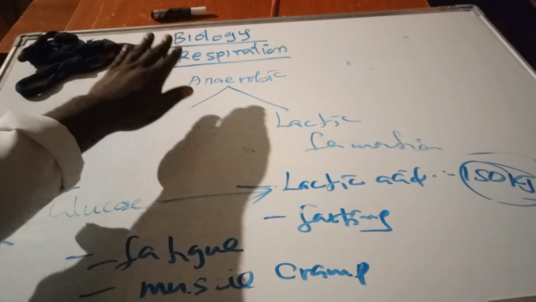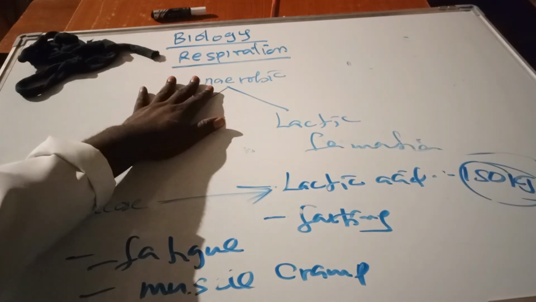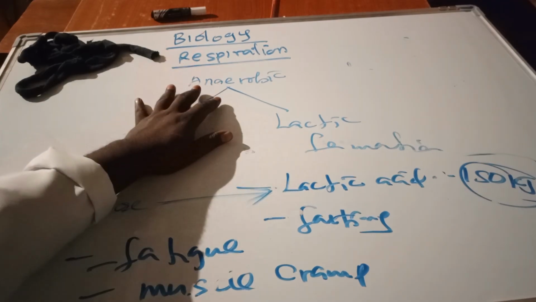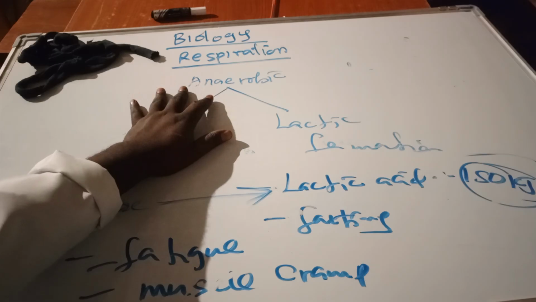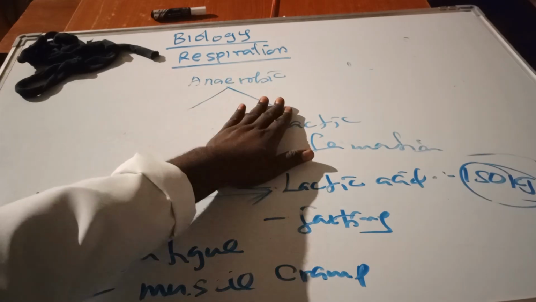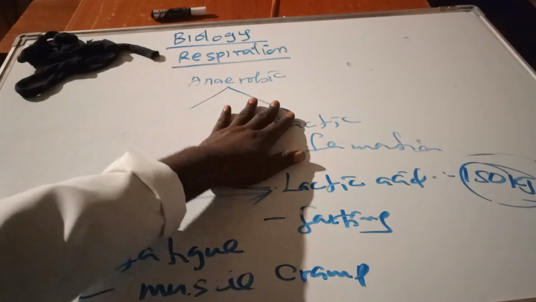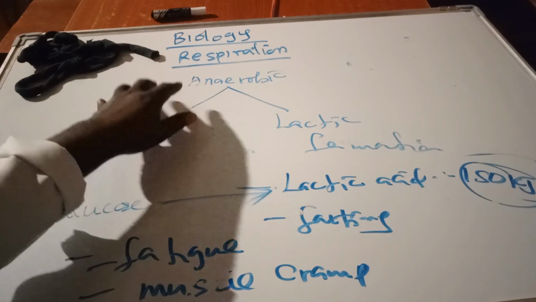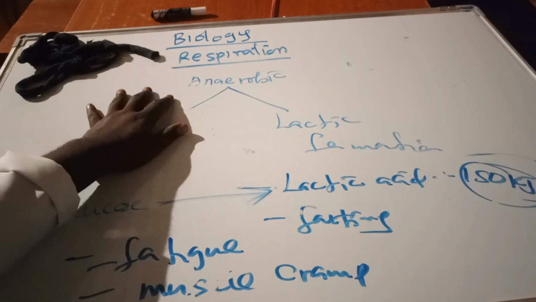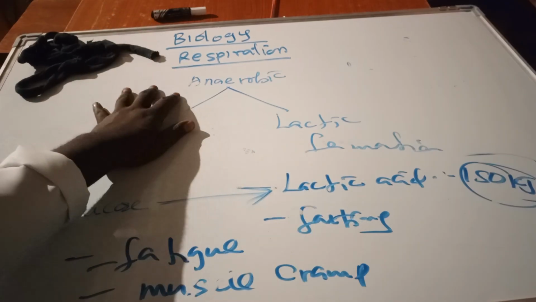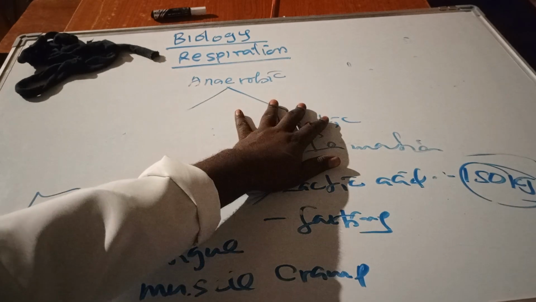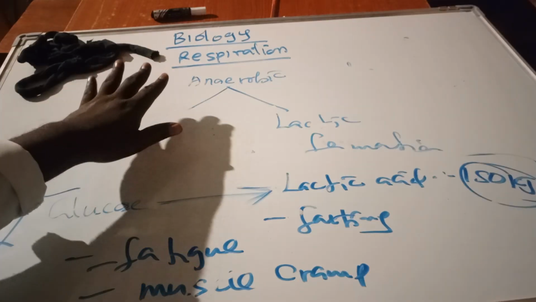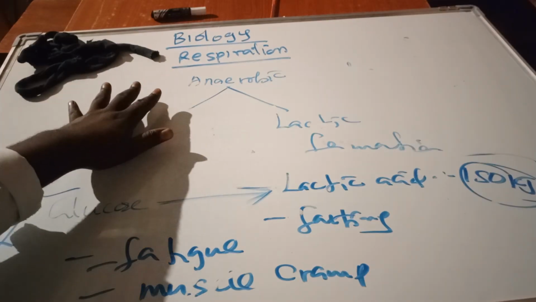I said that respiration is the release of energy from the food substance in a living cell. Then there are two types of respiration, which are internal and external. Internal is the type of respiration which takes place inside the living cell, while external takes place outside the living cell. Then we have two types of internal respiration.